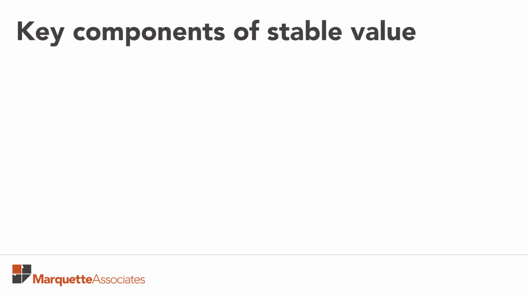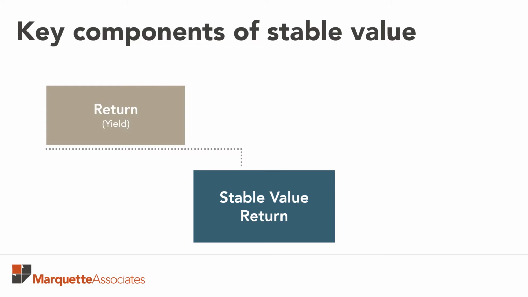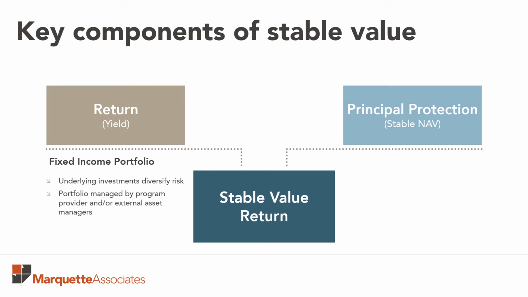There are two key components of stable value return. First, return in the form of yield, and second, principal protection in the form of a stable NAV. Driving the returns of stable value come from the underlying investments in short to intermediate government credit strategies to diversify risk. The underlying fixed income is typically of high quality in double-A to AAA rated securities, and the portfolio is managed by the stable value program provider and/or external asset managers. Portfolios can have as few as 1 and as many as 10 managers.